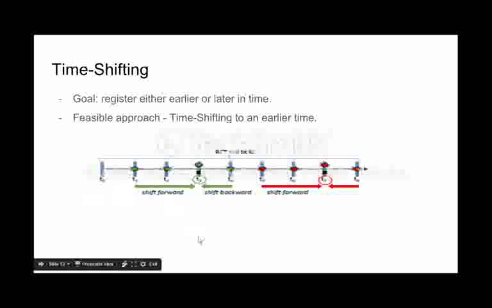Now here is a simple example of time shift, wherein it shows that the activation that occurred at T1 and the activation that occurred at T2 are shifted forward to T3, while the activation that occurred at T4 is shifted backward to T3.